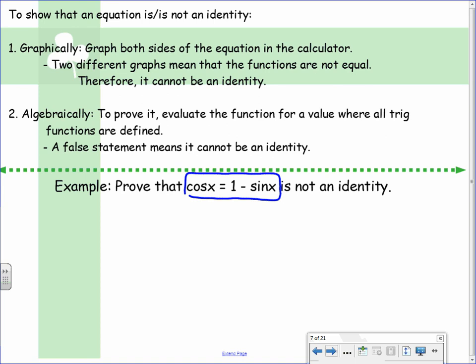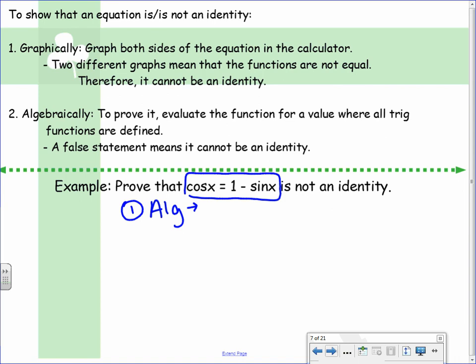There are 2 ways to prove that something is not an identity. The first is by showing a counterexample. Algebraically, to show that this is not an identity, you plug a number in, any number you want. It's an angle, so pick a nice angle off of your unit circle, because you can evaluate those without a calculator. And if you show that both sides are not the same, if one simplifies to a half and the other side simplifies to 1, it's not an identity.